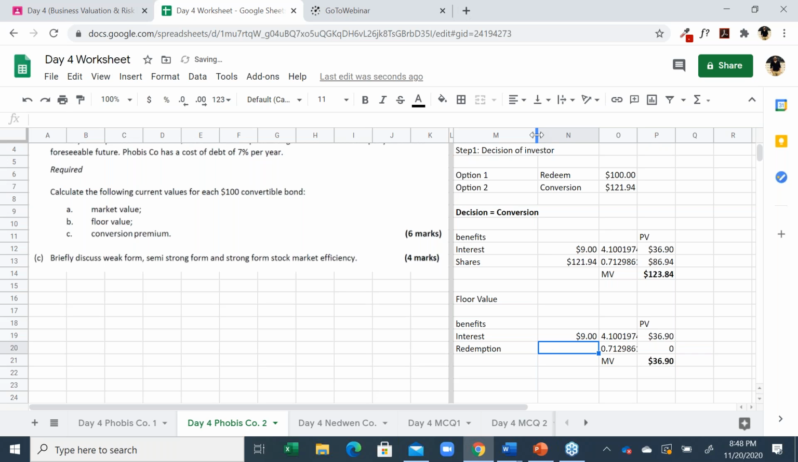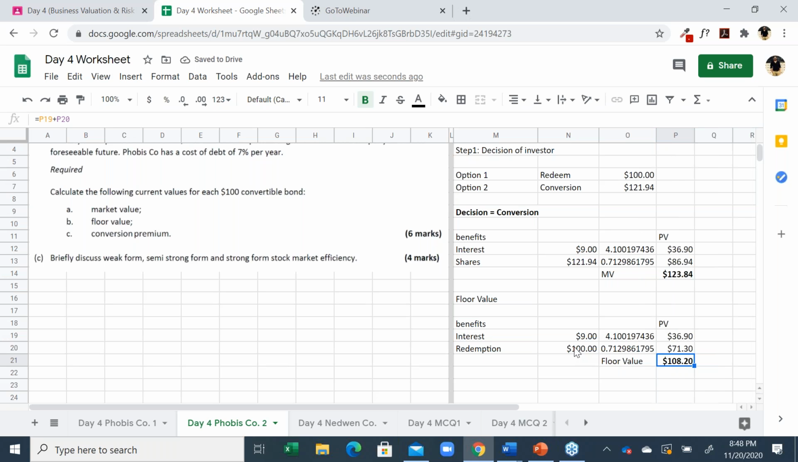Right? And if it redeems, it won't get 121.94. It will get $100. And if we take the present value of these $100, it will be 71.3, and the value will be 108. And we should not call it value, we should call it floor value, the minimum. This is the worst case, and in the worst case, even then it will be getting $100. So that's the minimum value, which we call floor value.